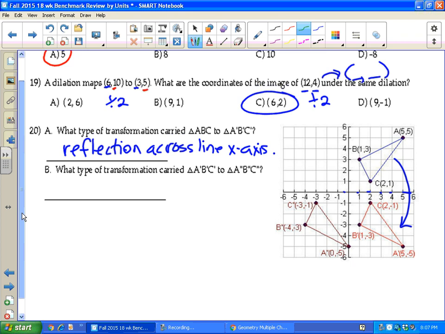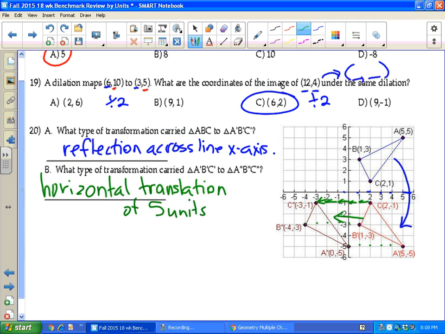All right. How did I go from A prime, B prime, C prime to A double prime, B double prime, C double prime, which is from here to here? How did I do that? Did I flip it? Did I twist it? Did I just slide it? The answer is it looks like I slid it. I have a translation. This one went 1, 2, 3, 4, 5 units left. We have a horizontal, and just sliding it is called a translation of 5 units to the left.